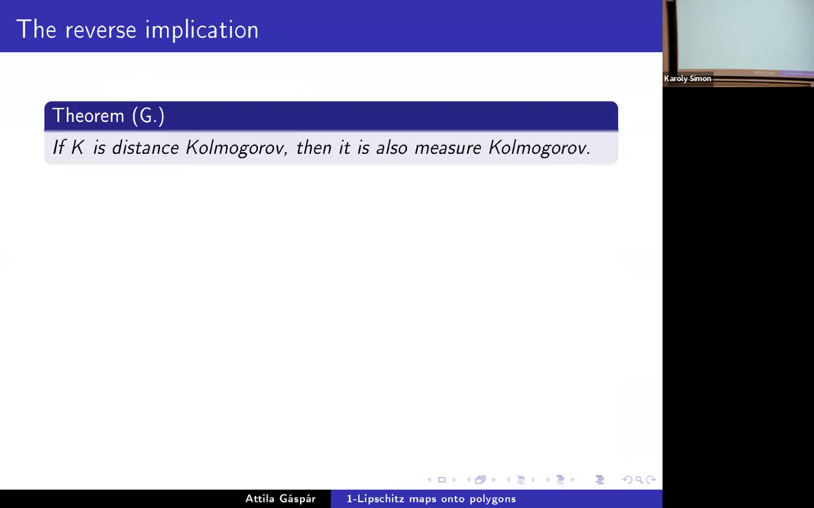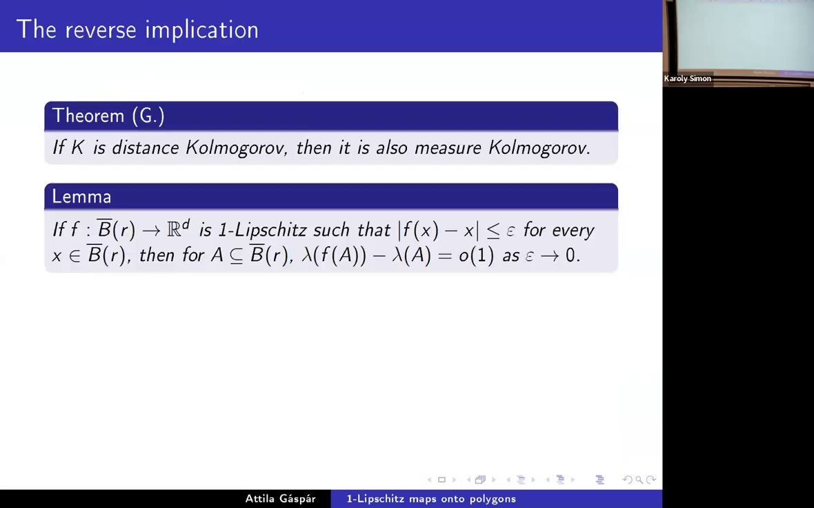I could show that the reverse implication also holds, but also for specific sets. So if K is distance Kolmogorov, then it is also measure Kolmogorov. For this, we use the following lemma: if we have a one-Lipschitz map on a board, and it has small displacement, then it also has small measure loss. But there's a problem. Recall that in the definition of distance Kolmogorov, F was defined only on the set K. But here we need it on the whole board.